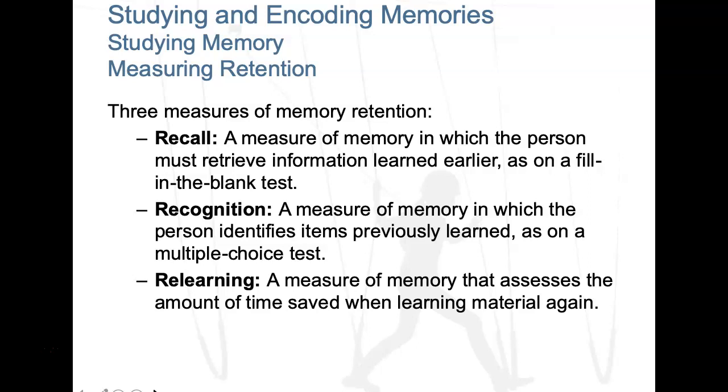The next measure of memory retention is going to be recognition. Think of the term as the base word recognizing. You'll know it once you see it there visible to you. This is the measure of memory in which a person identifies items previously learned, which in a great example, since we're using test, would be a multiple choice test. Well, with the multiple choice test, the answer is there. You just have to choose the best choice, but you're able to recognize it from seeing it previously.